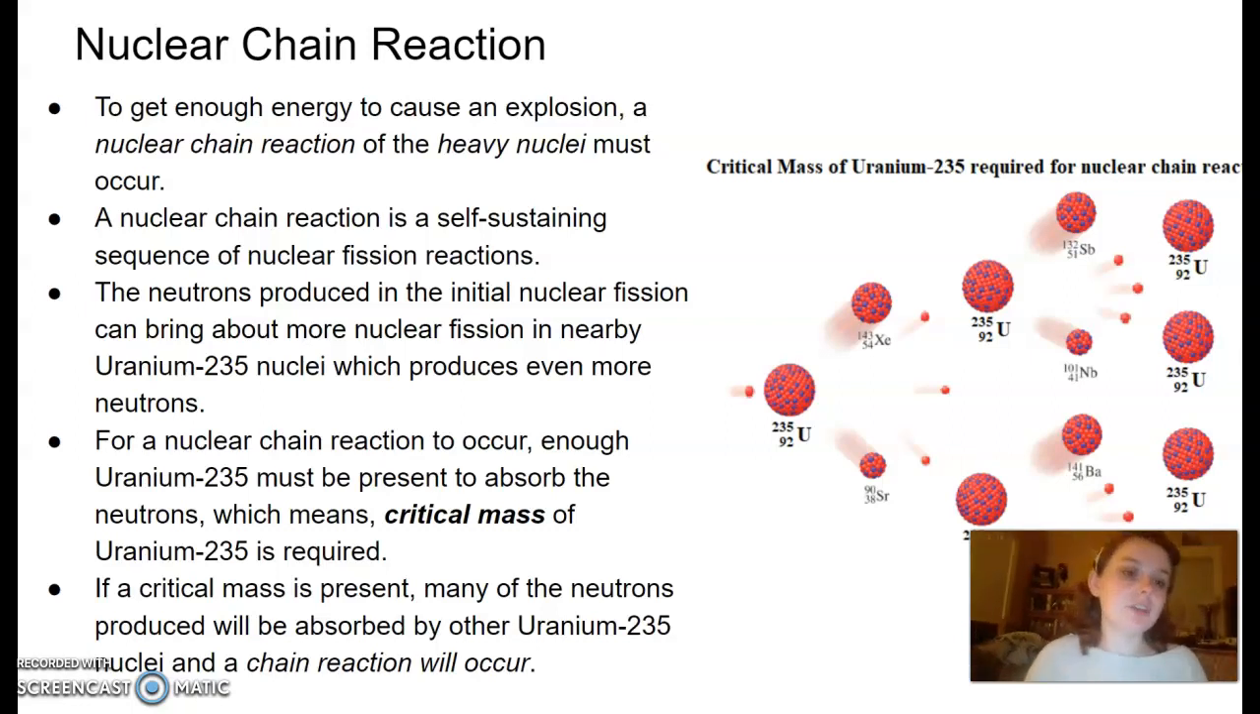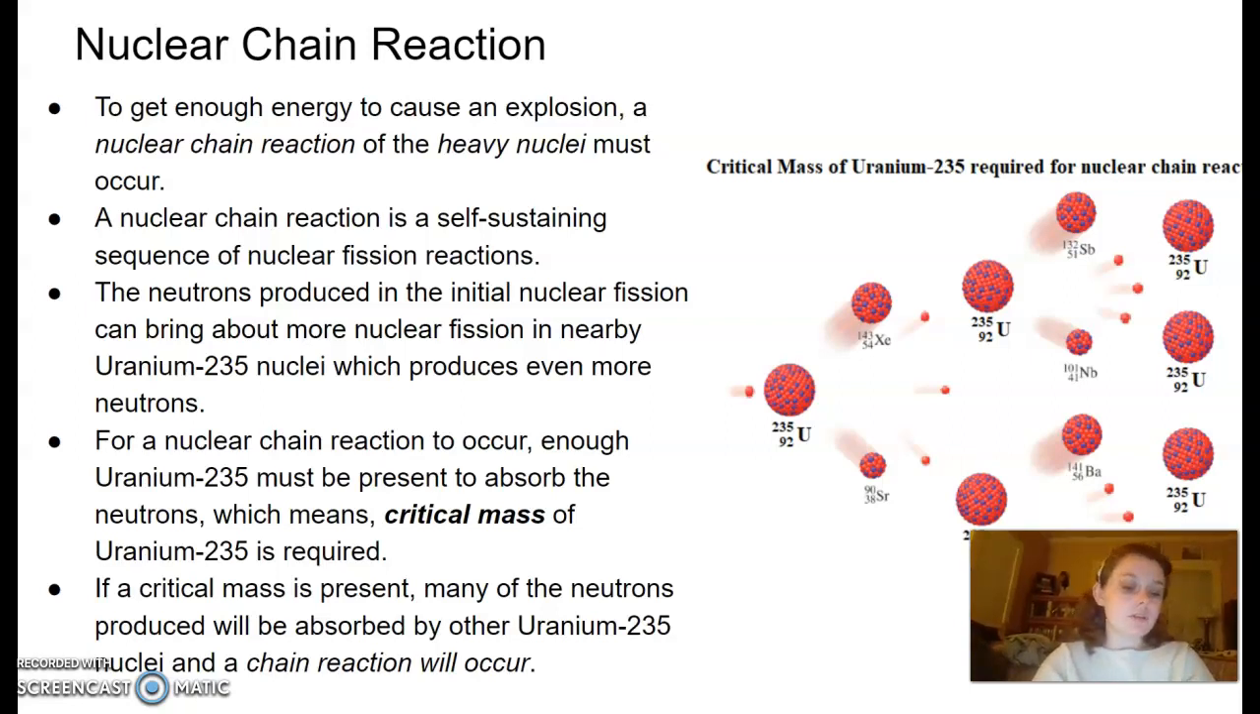Nuclear chain reaction. To get enough energy to cause an explosion, a nuclear chain reaction of heavy nuclei must occur. A nuclear chain reaction is a self-sustaining sequence of nuclear fission reactions. The neutrons produced in the initial nuclear fission can bring about more nuclear fission in nearby uranium-235 nuclei, which produces even more neutrons. For a nuclear chain reaction to occur, enough uranium-235 must be present to absorb the neutrons, which means a critical mass of uranium-235 is required.